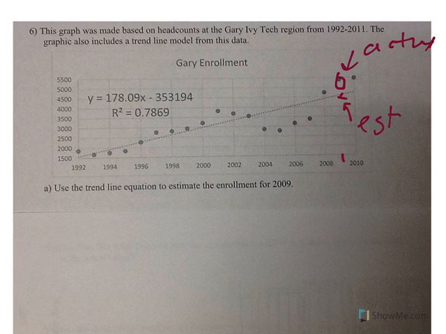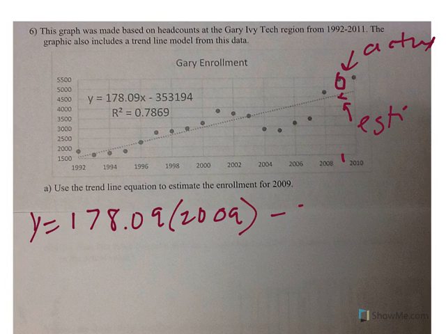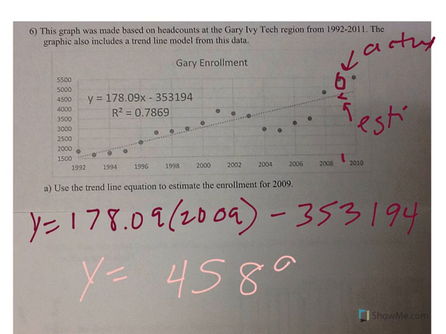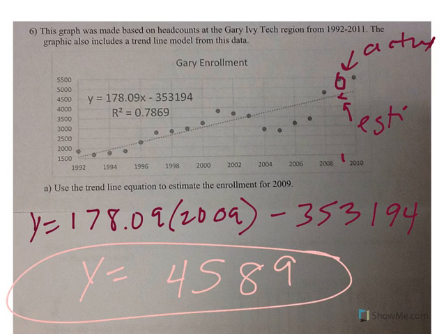So for the estimate, we're going to plug in 2009. So y equals 178.09 times 2009. After you have that answer, you're going to subtract 353,194. And when you do that, you should get an estimate of approximately 4589. And that makes sense. If you look at where it's at, it's about right here, which is just a little over 4,500. And this is the estimate.